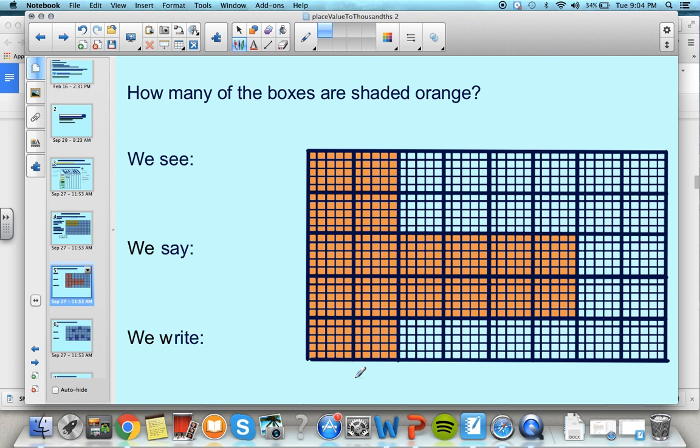All right, so now we're on to the orange problem, and then you'll also do the blue problem. So I'm just gonna stop on these for a few seconds, so you're gonna have to find them and pause to complete the problems. You're going to answer the question, how many of the boxes are shaded orange? And in your notes, I'd like you to have a we see, we say, we write, just like in that yellow problem. You may need to go back to the yellow problem to pause to look at our model.